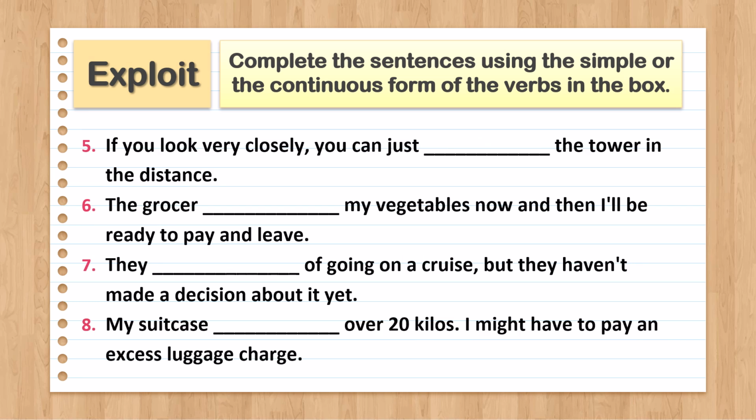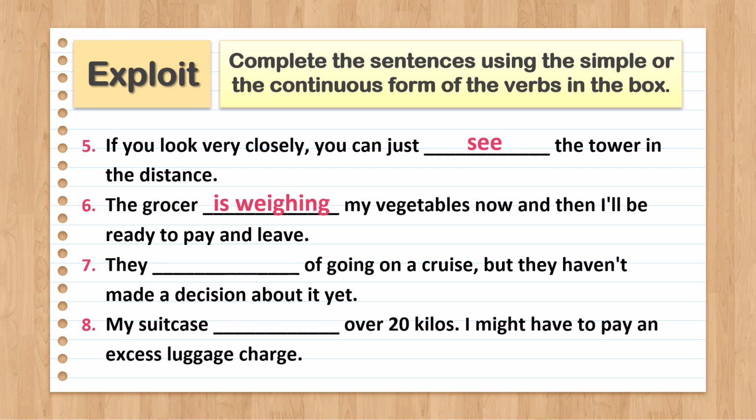Number 5, if you look very closely, you can just see the tower in the distance. This is literal vision, so we use the simple form see. Number 6. The grocer is weighing my vegetables now, and then I'll be ready to pay and leave. This is a physical action in progress, so it's an action verb in present continuous. Is weighing.